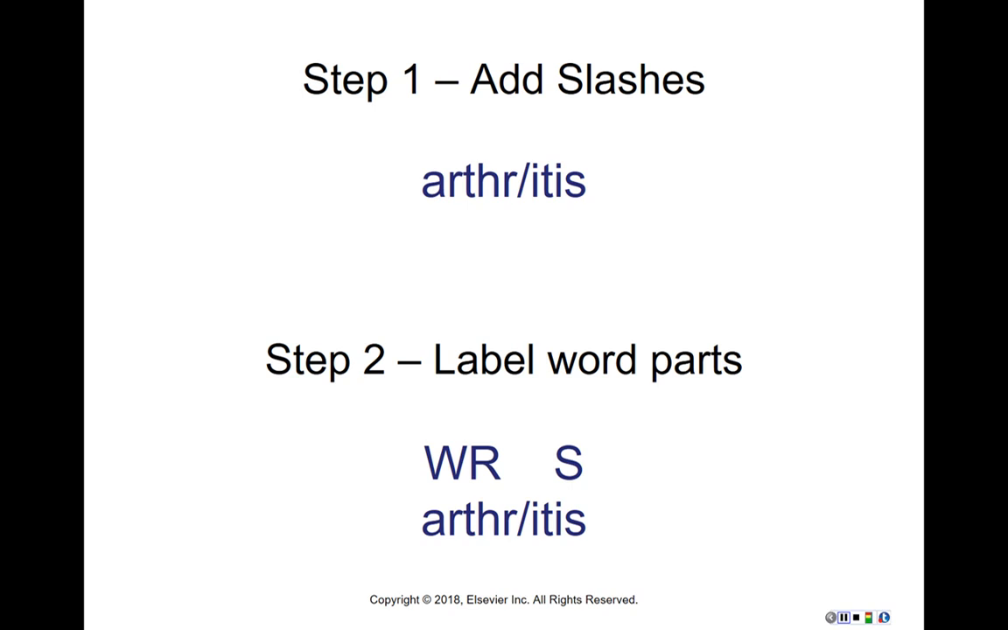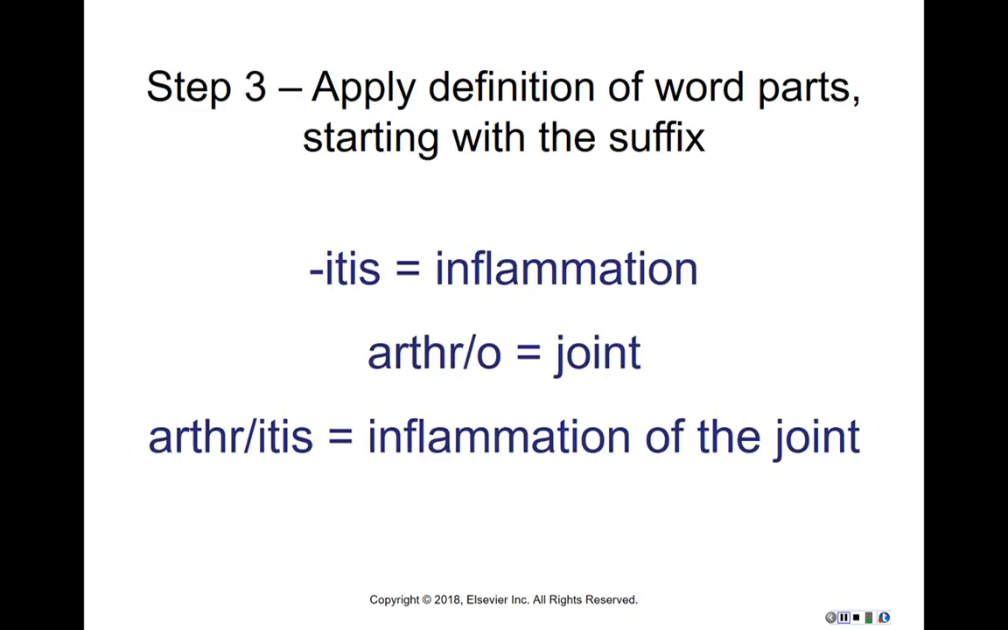So in our case, moving on with the slides, our example was arthritis. Itis is inflammation, and again, just look at the word part list. Arthr is a joint. So again, the O in arthro, that combining form, is not used since the suffix begins with a vowel. So it's just arthritis. The definition would be inflammation of the joint, because again, you start with the suffix itis and then go back to the beginning of the word again.